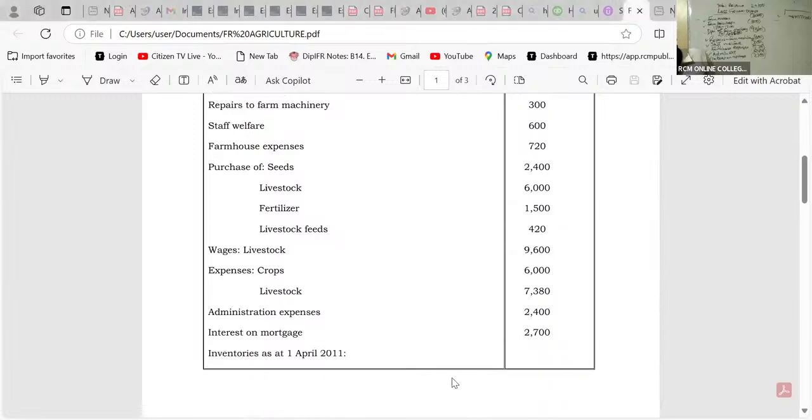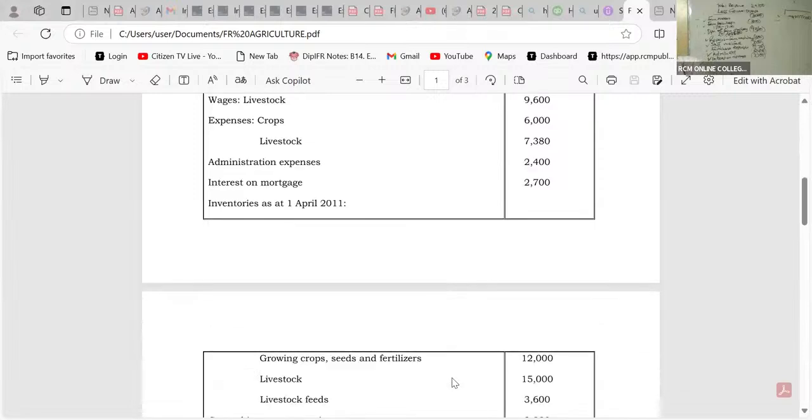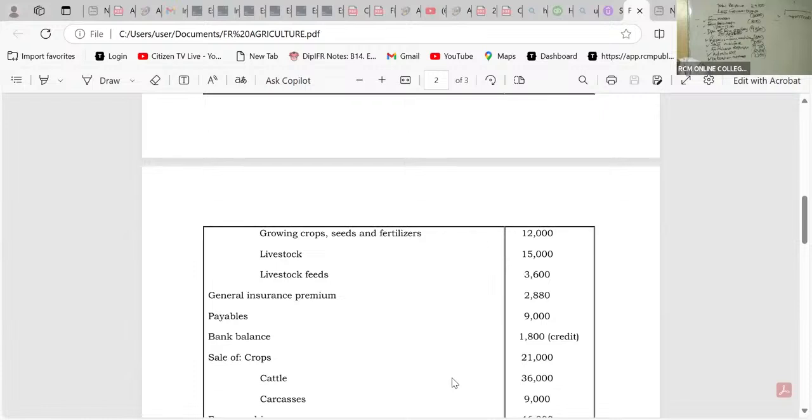After interest on mortgage, ladies and gentlemen, what are we able to see down here? We have general insurance premium. You have to be very bright. They have given us a figure of 2,880. General insurance is 2,880.